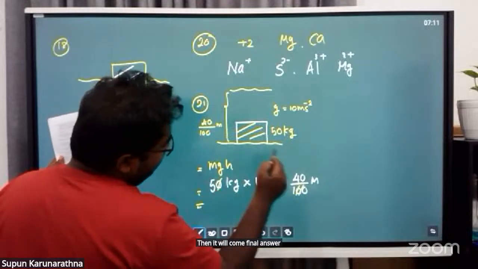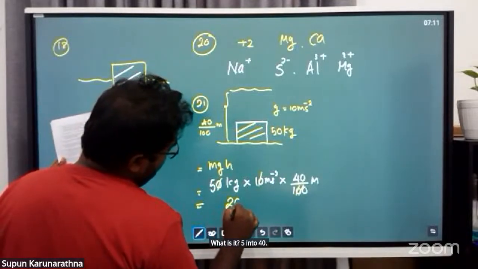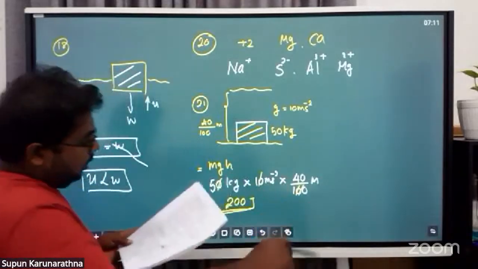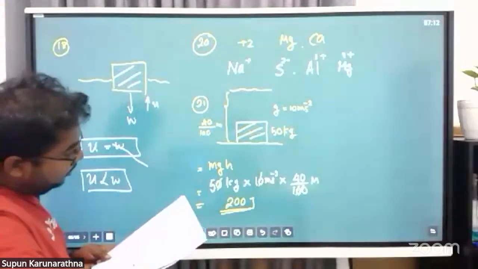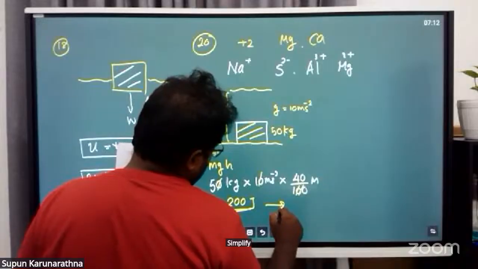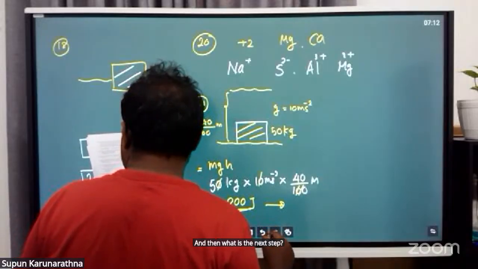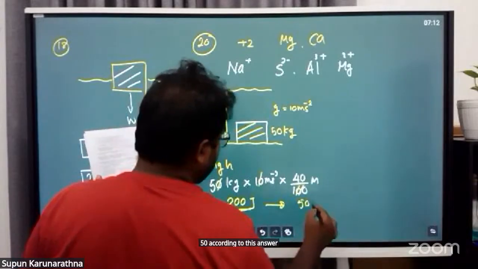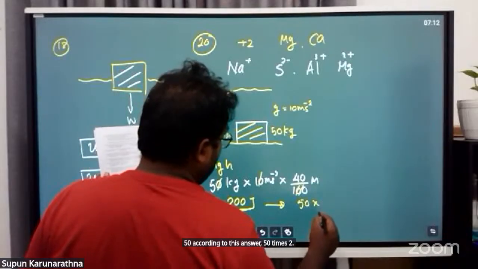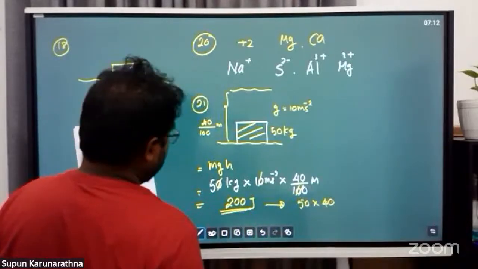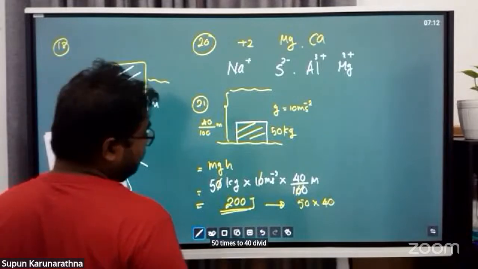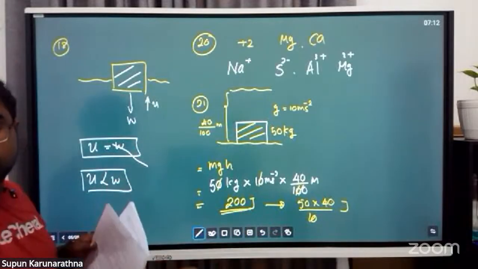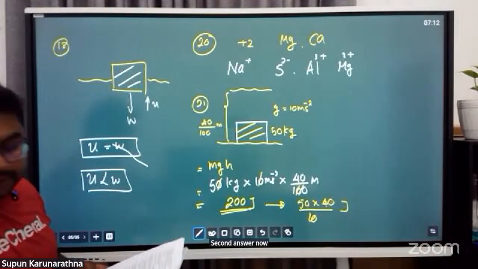What is it? 5 into 40. The final answer is not given here, and it is not simplified. So what is the next step? According to this answer, 50 times 40 divided by 10, there is one like that. Yes, the second one. It's the second answer, no?